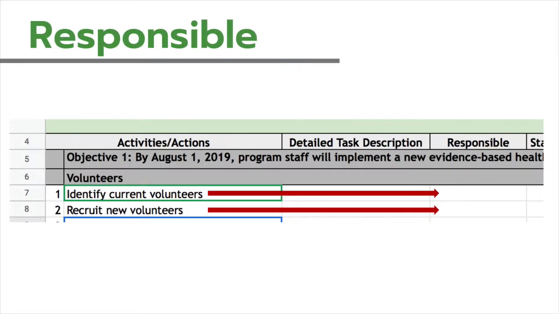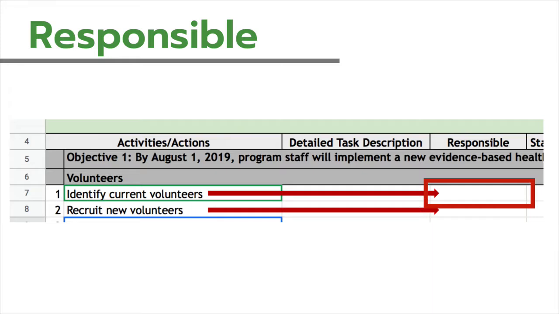We move on next to our next step, which is who's responsible. So again, we're going to ignore the detailed task description column for just a minute and say that we're working on a theme that is volunteers. So our first activity was going to be identify the current volunteers. That's listed on row 7, which is marked as 1 here. Okay, our first activity under volunteers, identify the current ones. Who is going to be responsible for that?